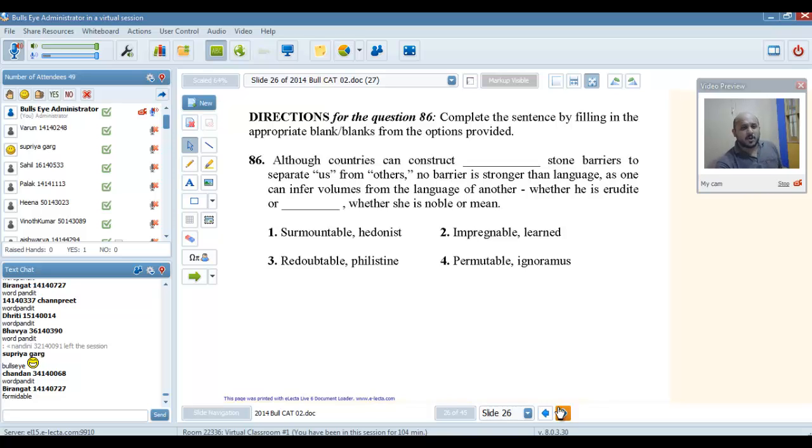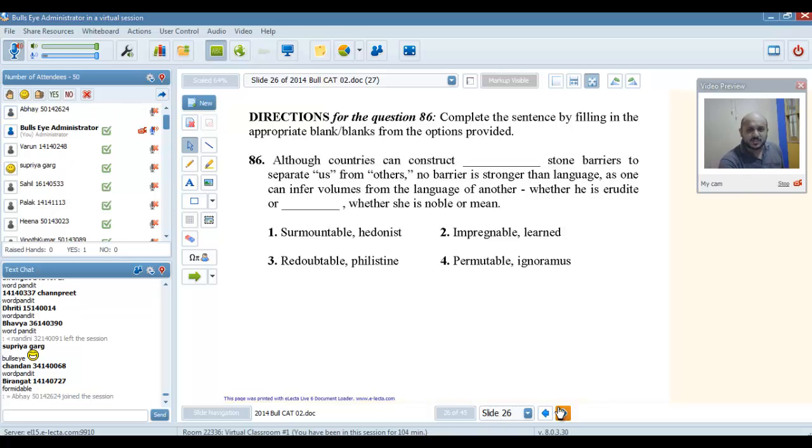Permutable, the first option that you've got to rule out. It's the stupid answer option in this case. Three options that I'm left with: surmountable, impregnable, redoubtable. Which are the two that I keep in this case? Impregnable and redoubtable. Redoubtable means something which induces fear. So it's between 2 and 3.